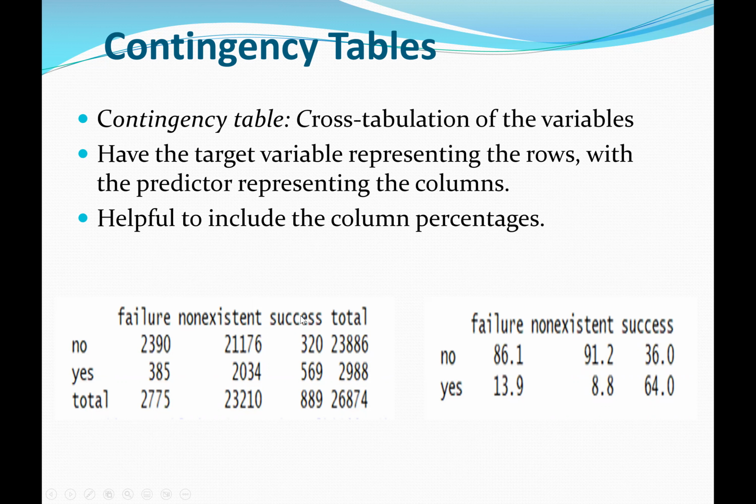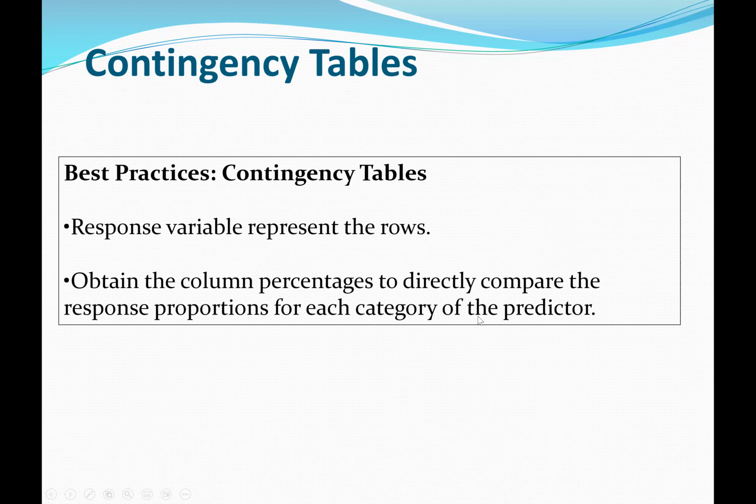Now, the best practice for a contingency table is that the response variables represent the rows, as we said earlier. The response, again, will be the target variable. Then we need to obtain the column percentage to directly compare the response proportions for each category of the predictor.